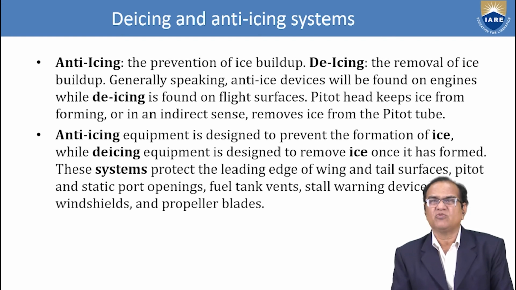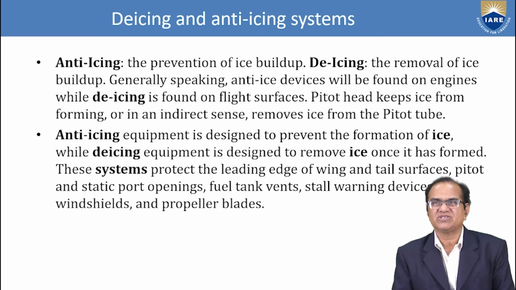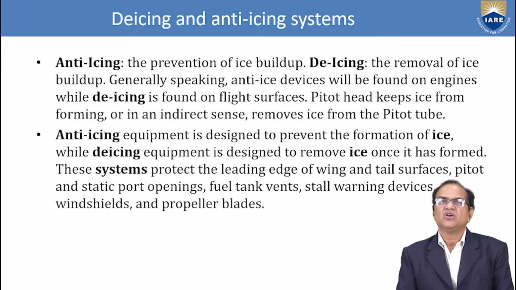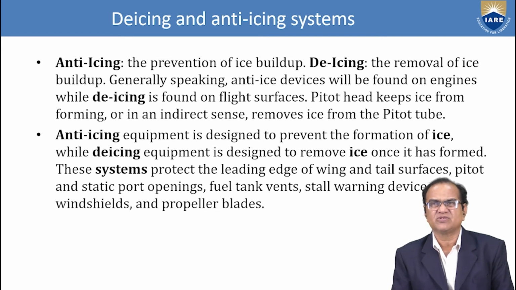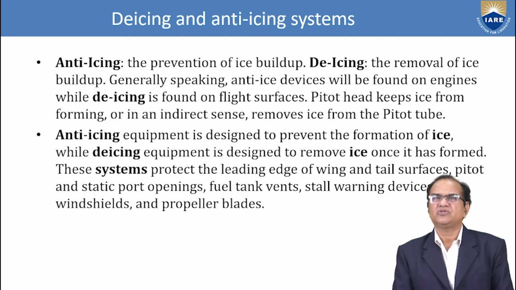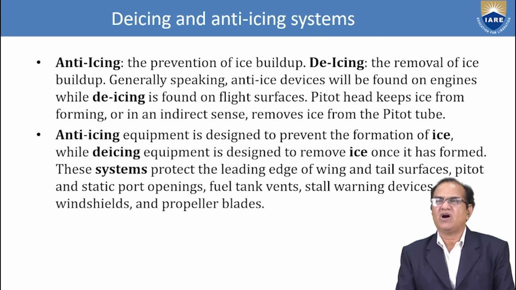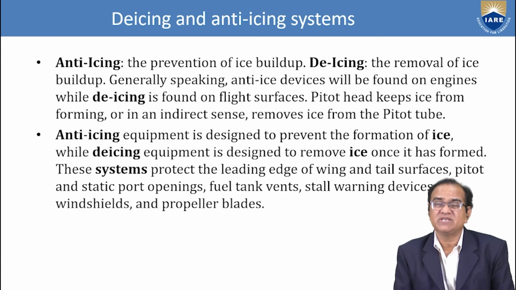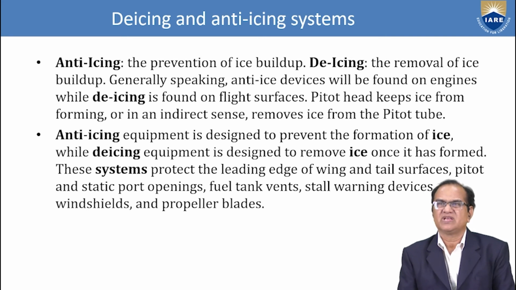So anti-icing equipment is designed to prevent the formation of ice. We use the anti-icing system so that the formation of ice is tremendously reduced, while de-icing equipment is designed to remove ice once it has formed. So I have told just now: anti-icing means prevention, ice should not form, and de-icing means if it is formed, we should try to remove it.